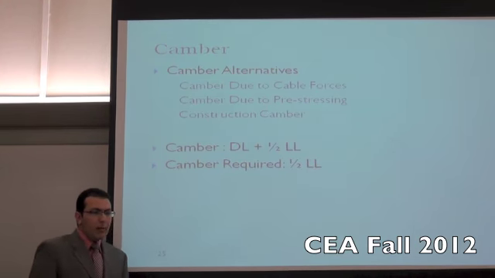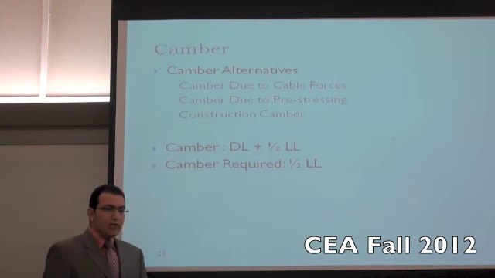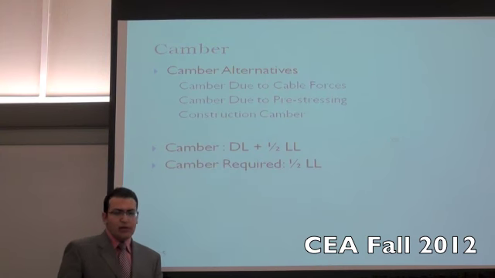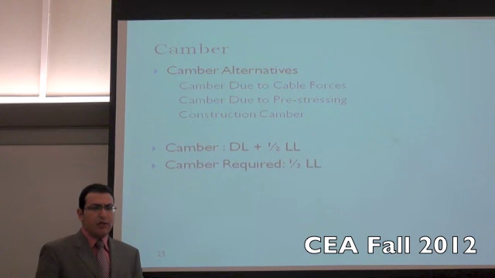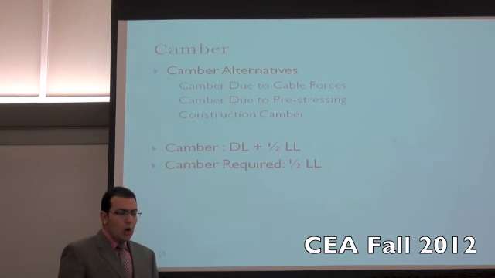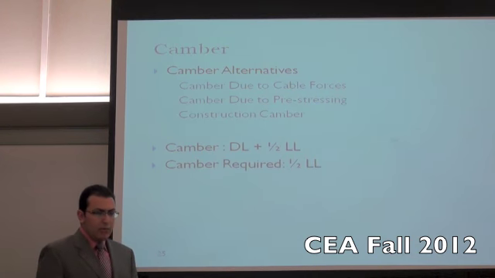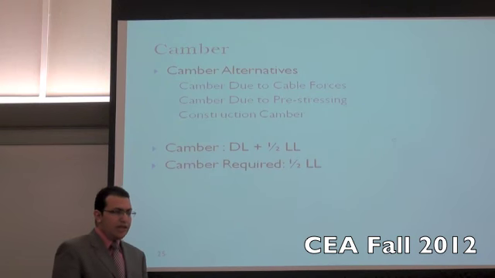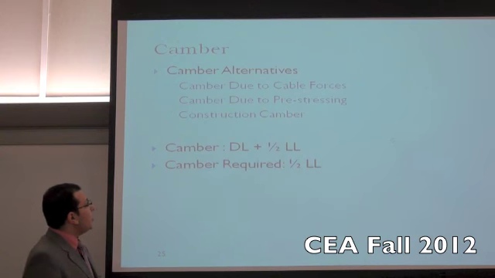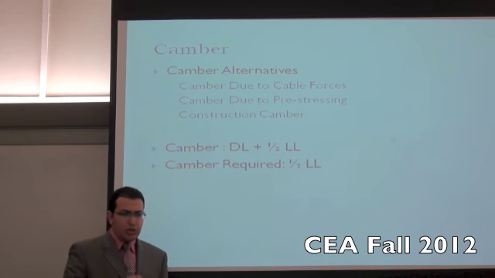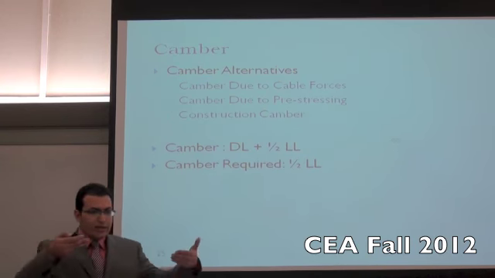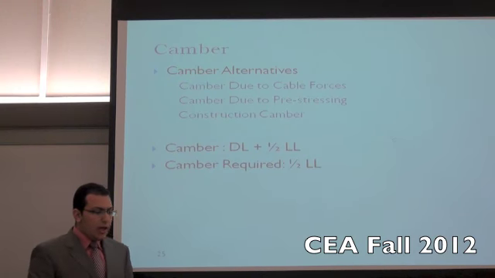Then we decided to apply a camber so that we take into account the live load deflection. There are 3 types of camber. The first one is due to cable forces, by which we increase the tightness of the cables, or a pre-stressing system that applies the camber. However, this was expensive. And finally, the construction camber, by building the bridge curved up a little bit so that when it deflects, it returns back straight.